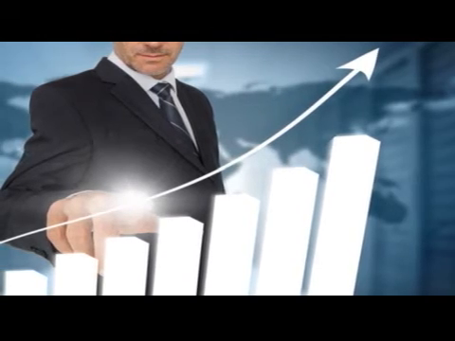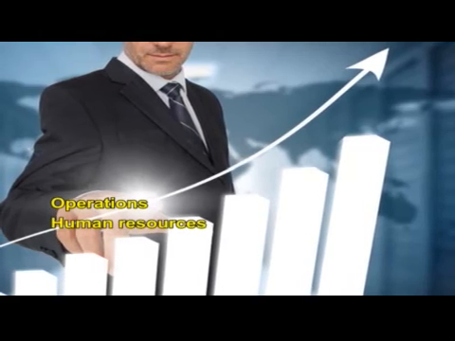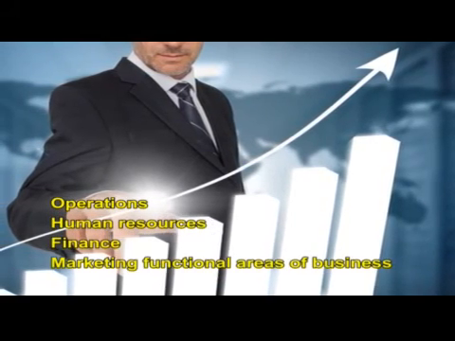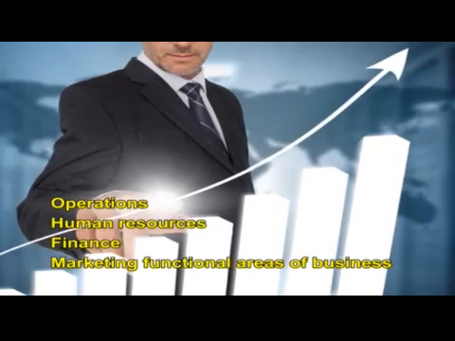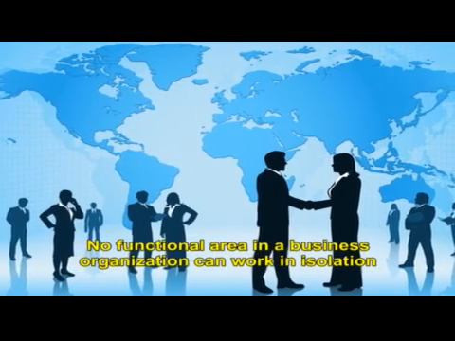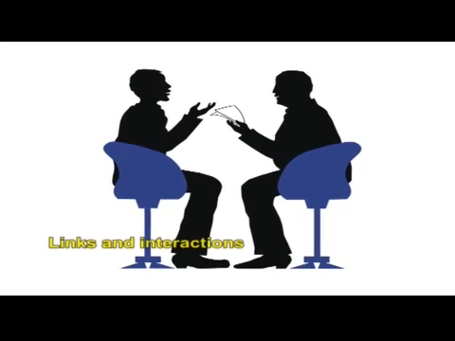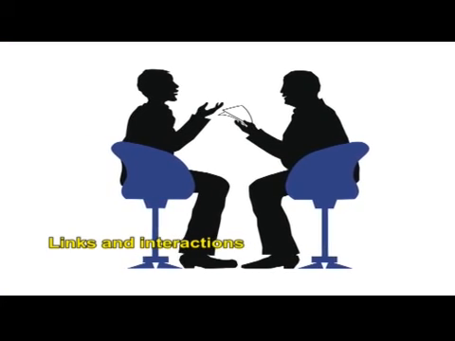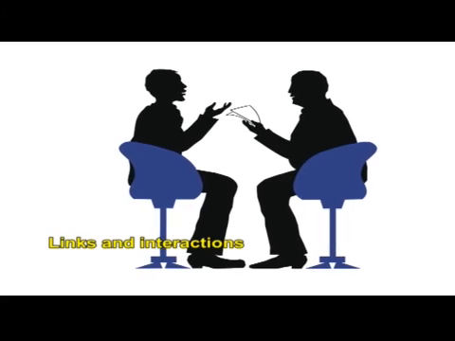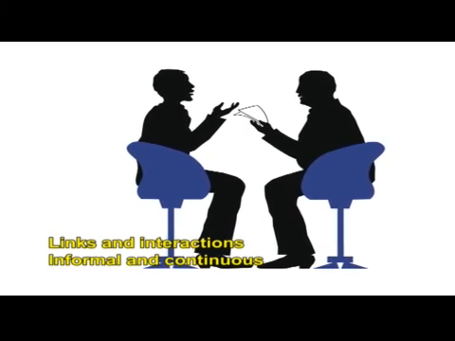Conclusion. In this session, we discussed the operations, human resources, finance, and marketing functional areas of business. No functional area in a business organization can work in isolation. In a small firm, links and interactions between people responsible for different functions are usually informal and continuous.